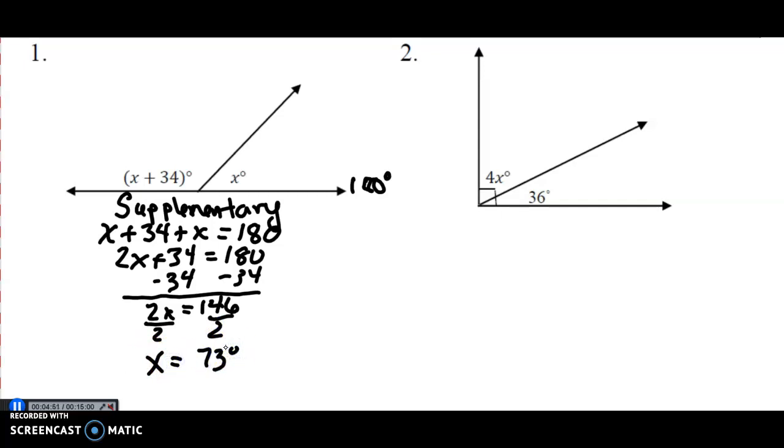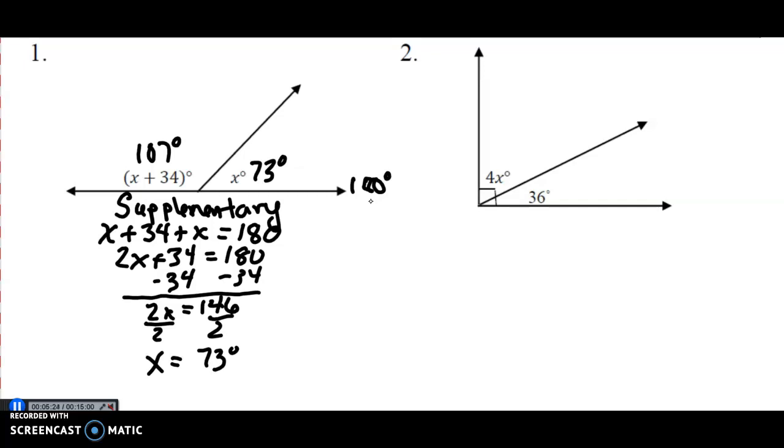The last part of the assignment is to then go into the figure itself and figure out what each angle is worth. Well, this one here is worth x, so that one's easy. This one's worth 73 degrees. This one here is worth x plus 34, so using our calculators, we'll do 73 plus 34, and when you add them together, they are 107. And I can quickly check my work. If I add those together and they make 180, I know I got it right.